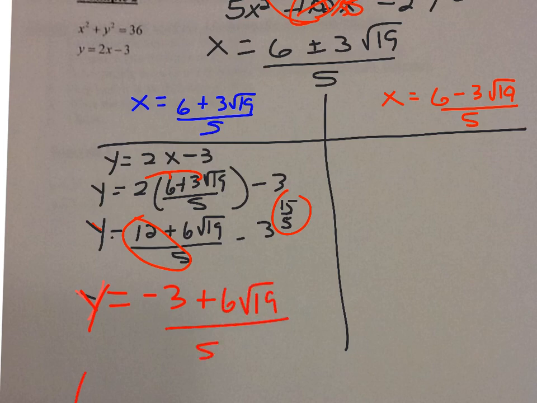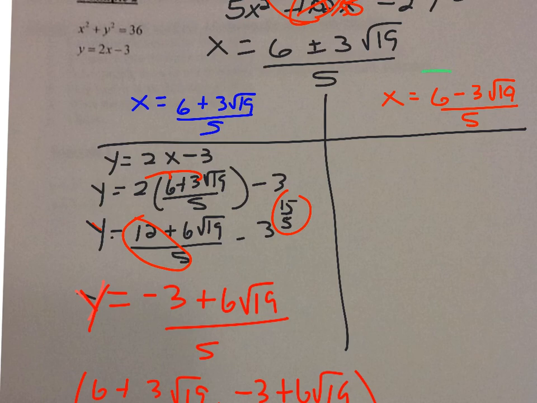So my point is going to be, my x value is 6 plus 3 times the square root of 19 over 5, comma, and then the y value is negative 3 plus 6 times the square root of 19 over 5. So that's one point here. All right, so now we have to work on the other point.